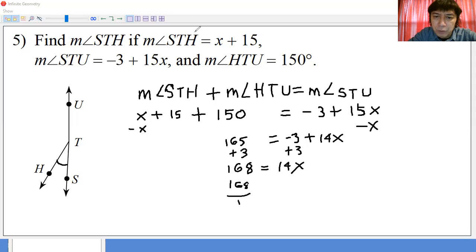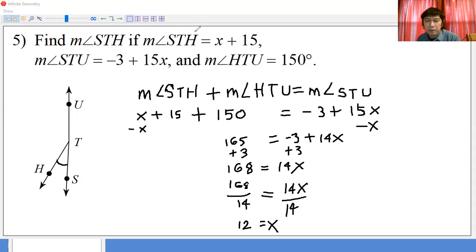And then we shall divide this by 14. And we have it at the right side, 14x. We also divide by the 14. And so we will be able to get the value of this. How much is that? 168 divided by 14 is 12. That will be 12. X is 12.